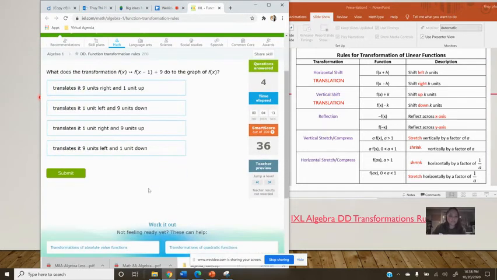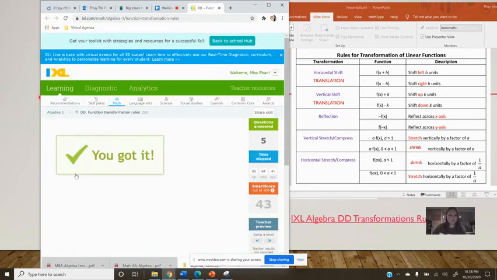All right, let's take a look at the next one. We have f(x - 1) + 9. This one has 2 transformations that they want you to do. The rule states that we have x - 1, so that's a horizontal translation. That means they want you to move 1 unit to the right and 9 units up. So translate it 1 unit to the right and 9 up.